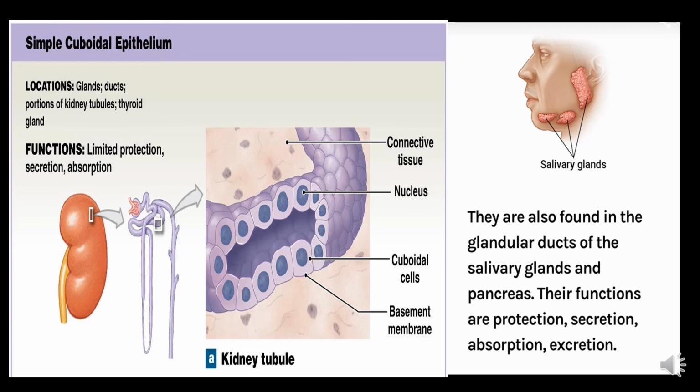Simple cuboidal epithelium, as you can see in the diagram, is present in the lining of kidney tubules, thyroid gland and salivary glands, as well as in the pancreas. And here its basic function is protection as well as absorption. In kidney tubules it helps in absorption of nutrients back from the waste material, and also it provides a function of secretion in salivary glands as well as in the pancreas.